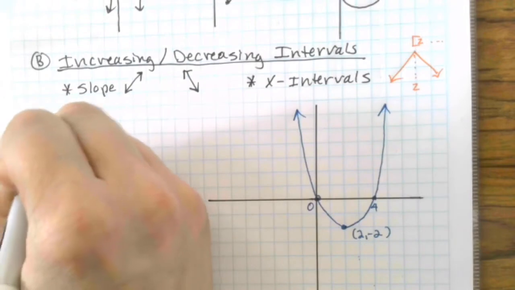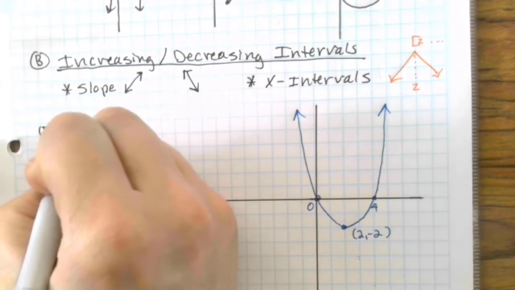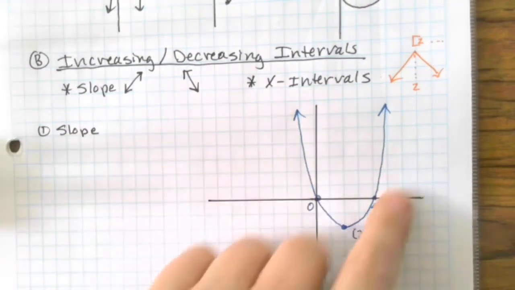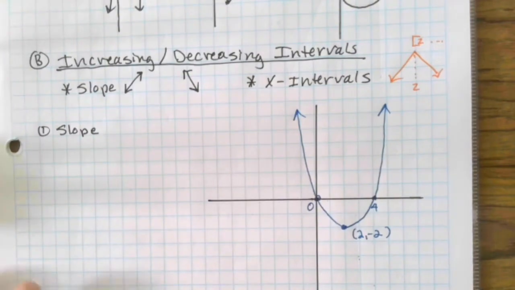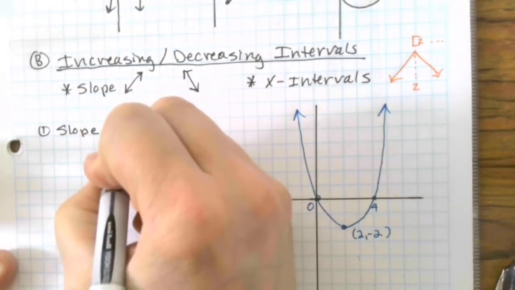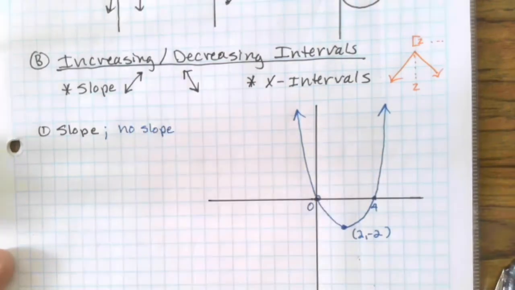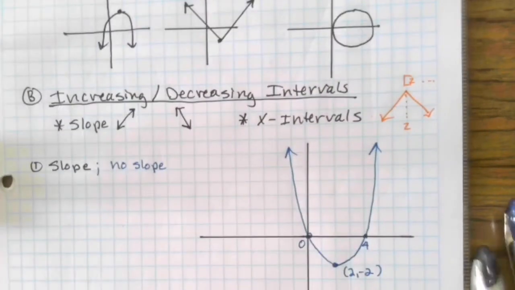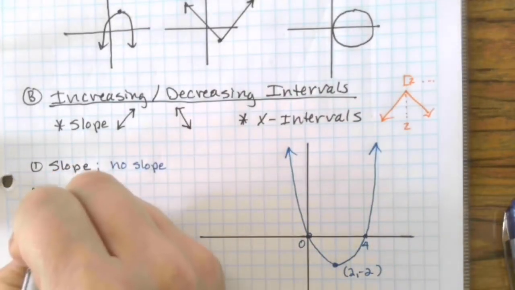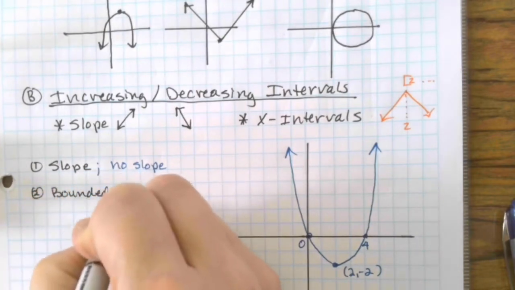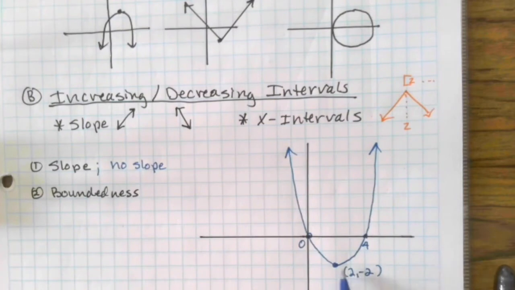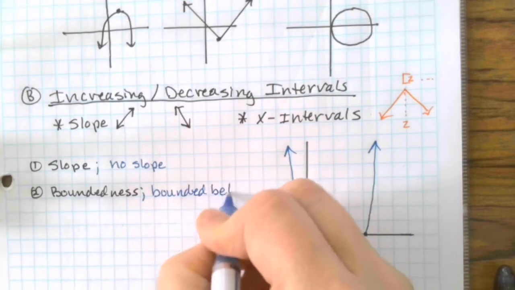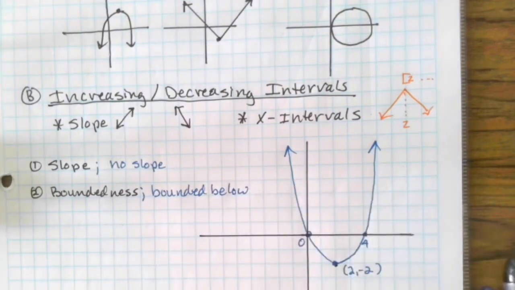Okay, so number 1, we want to know where the slope is. In a graph like this one, where it's curvy, then there is no slope. It has to be straight to have a slope. An absolute value graph will have slope. This one doesn't because it's curvy. Okay, number 2, we're going to describe boundedness. Well, it does have a minimum value, so we would say this is bounded below because it has a boundary marker there.